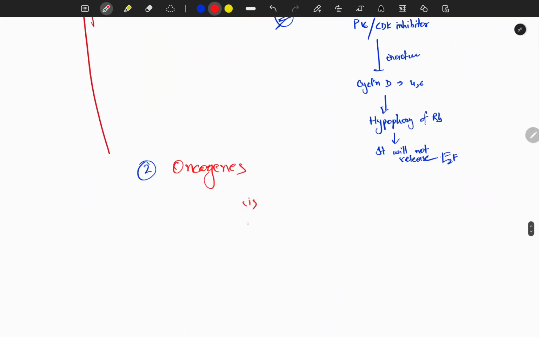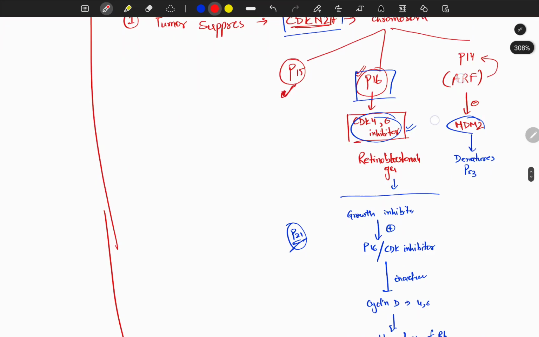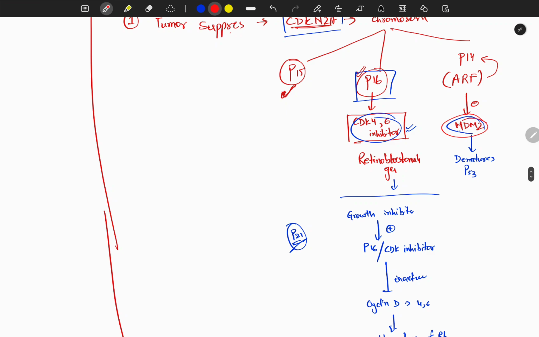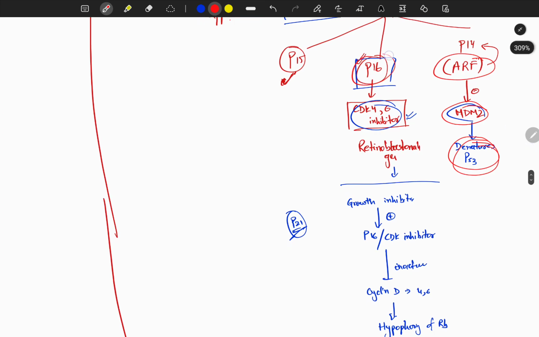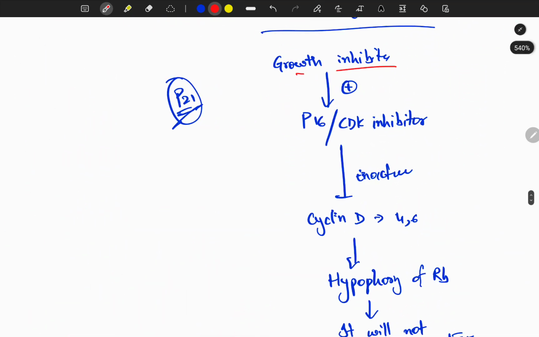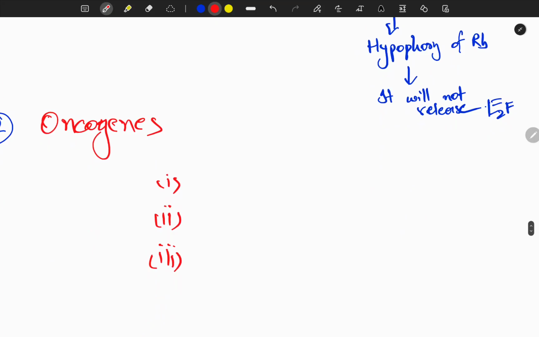Let's make an indefinite table. I think more are there, but yeah, we'll go. So you understood this, right? P15, P16. This is tumor suppressor gene. P14, MDM2, which denatures P53. P14 is ARF. ARF inhibits MDM2, whose role is to denature P53. Then we have this P16, which is a CDK4/6 inhibitor. What does it do? Growth inhibitor. This whole story.